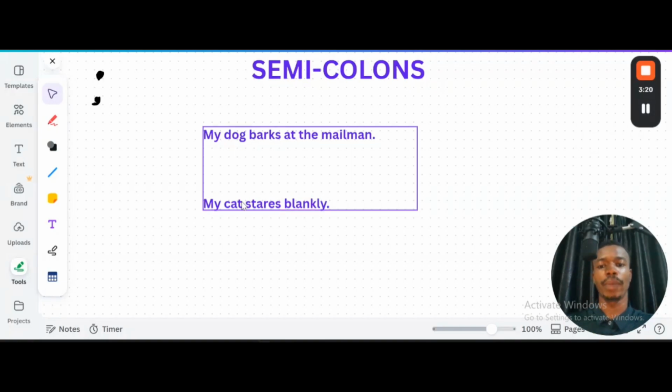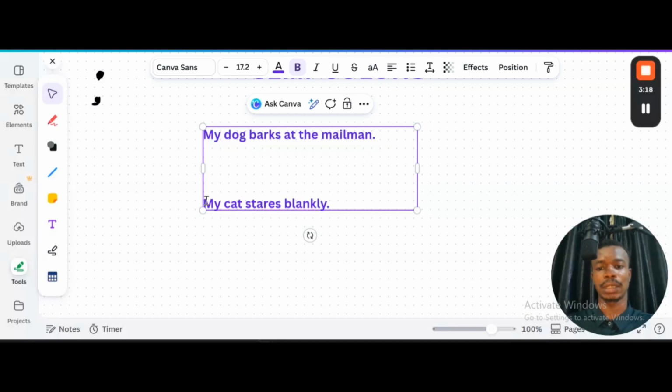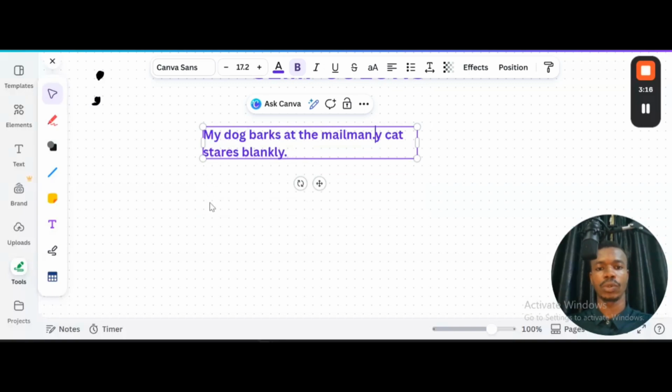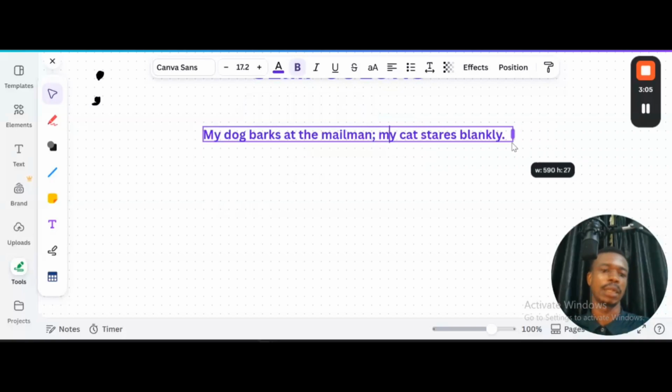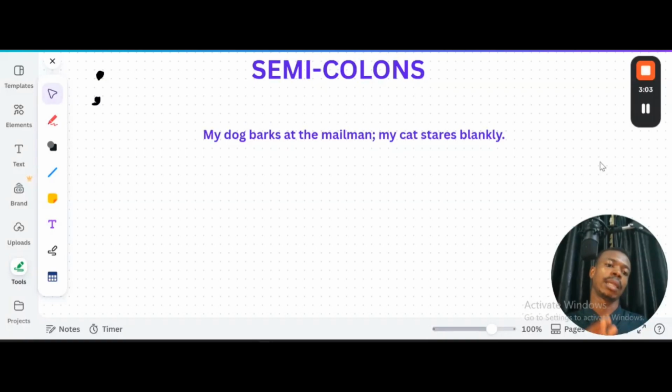Now, if we want to make them part of the same sentence, all we need to do is put a semicolon right here. My dog barks at the mailman; my cat stares blankly. The semicolon indicates that, like a comma, it's actually part of the same sentence that's being separated, but like a full stop, each of these clauses is independent. They make sense on their own.